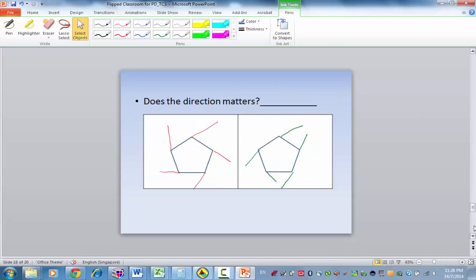Now, does the direction of the extension matter? For the diagram on the left, all the extensions are of the same directions, whereas the diagram on the right, the directions are not of the same directions.